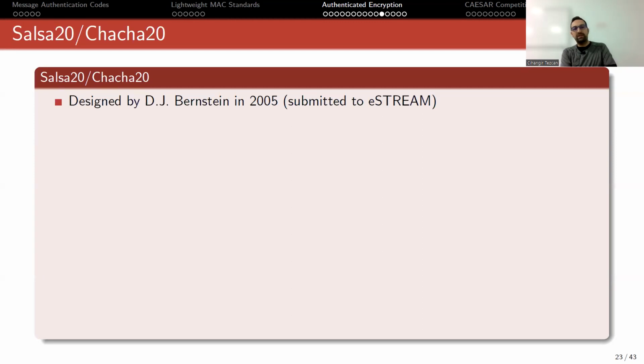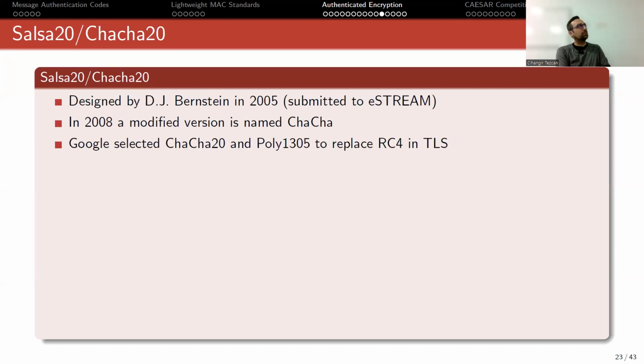It was designed by DJ Bernstein in 2005. There was an eStream stream cipher competition. Salsa, I think, was one of the competitors. So in 2008, Bernstein modified Salsa and named the new version ChaCha. As you can see, these are Latin dance names. Actually, there are also other variants. Other than these two, you can also have other dance names for these modifications of all these algorithms, okay?